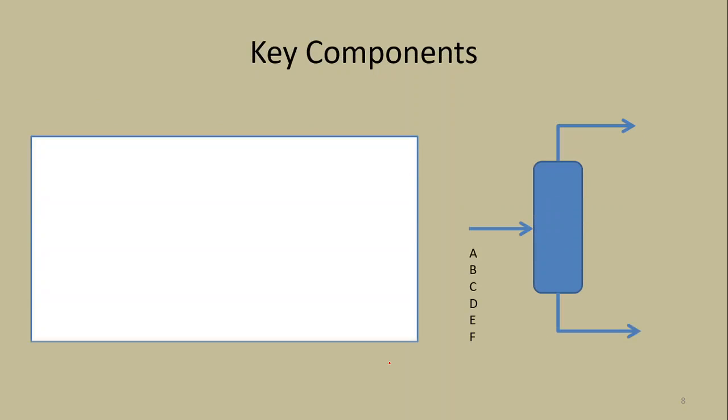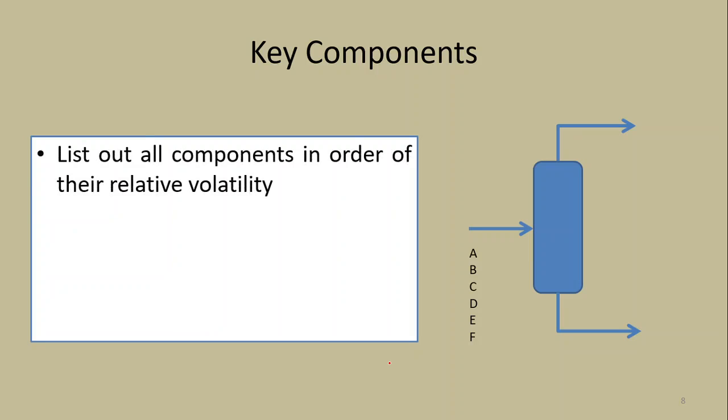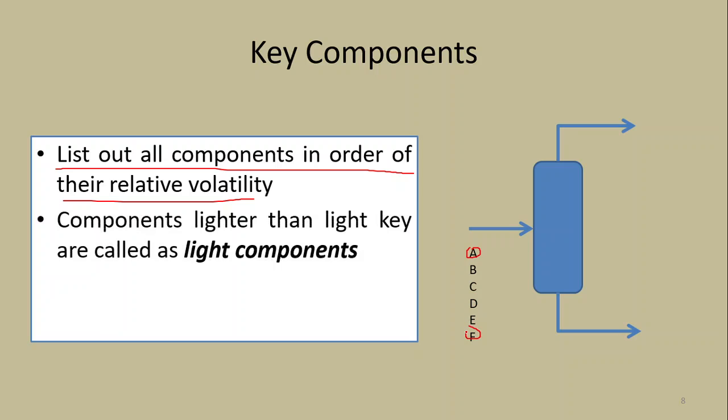They are very useful. For example, suppose there are many components like A, B, C, D, E, F. How can we get the key components? First, we have to list all the components in order of their relative volatility: A, B, C, D, like this. Suppose A is the most volatile component and F is the least volatile component in our system. Suppose C is the light key. All the components lighter than the light key are called the light components. So in this case, A and B are the light components.